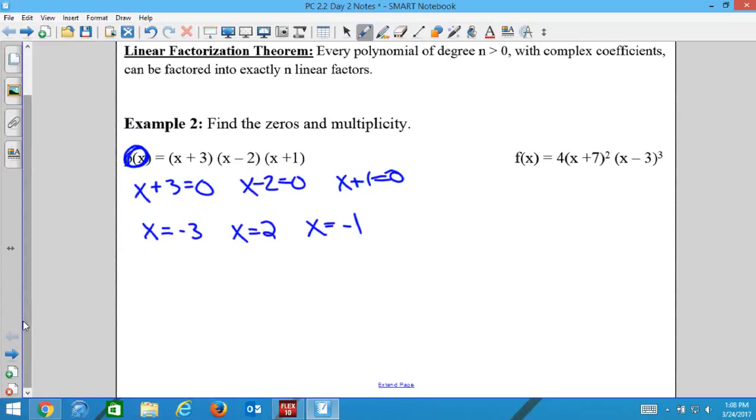Now the multiplicity means how many factors, how many of those factors had an answer that equaled negative 3? 1. How many factors had an answer that equaled 2? How many factors had an answer that equaled negative 1? So the multiplicity is 1. Because there's only one of each.